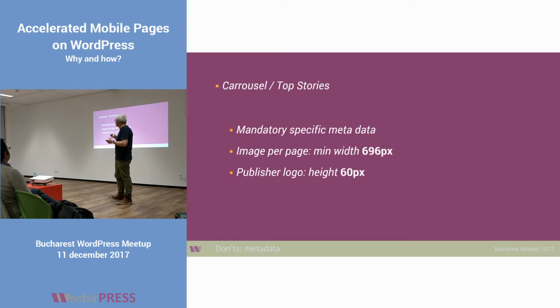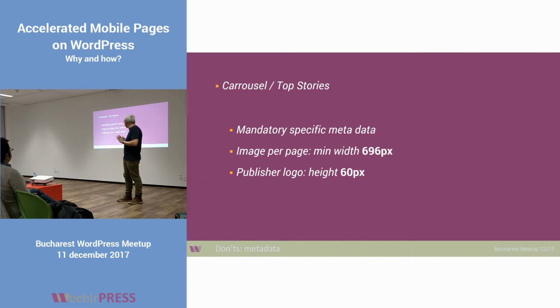Lastly, if you want to be in the carousel in the Google search results, there are a few things you need to do. You need to have some specific metadata in the page. The plugin is going to take care of that. Again, that's not something that you have in the base plugin from Automattic. And you need to provide images for each post, each article that you want to be in the carousel.